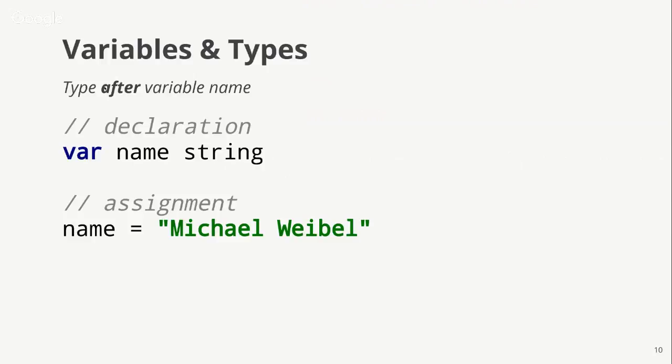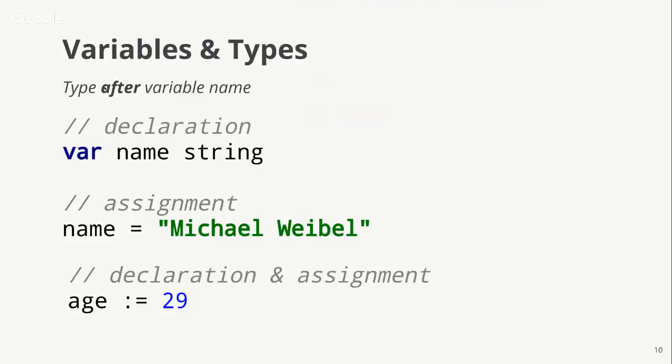Onto the syntax. You can declare a variable using the var keyword, a name for the variable, and the type of the variable. In this case, the type is string. Please note that the type is always after the variable name. That's different, for example, compared to Java. Once you declare the variable, you can also assign a value to it. So name is now Michael Weibel, for example. You can do that also in a shortcut, which is what is actually used mostly. Declaration and assignment in one, you can do using h := 29, for example.